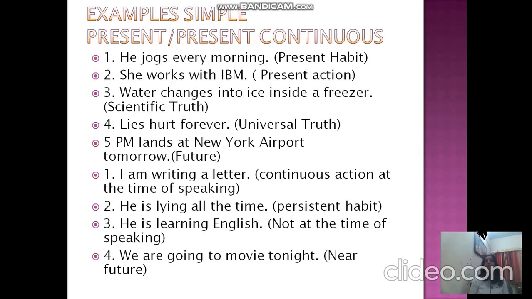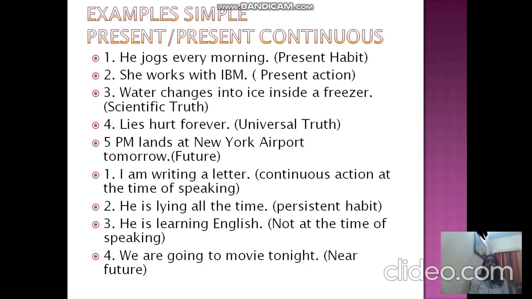ठीक है. नाउ कभी कभी जब कुछ परेशान करने वाला हैबिट हो और बार बार आता हो, ये हैबिट परसिस्टेंट हैबिट हो, तो उसको भी हम लोग आईएनजी फॉर्म में देते हैं. सो हियर एंड प्रेजेंट आईएनजी फॉर्म. So here he is lying all the time. So his lying is a habit and it's a persistent habit. He is learning English. ठीक है.